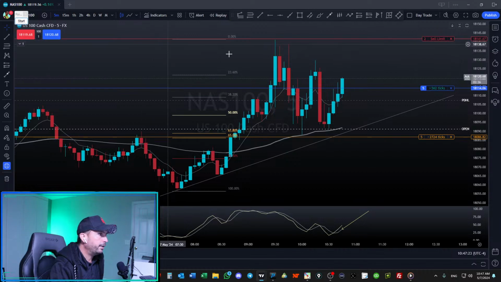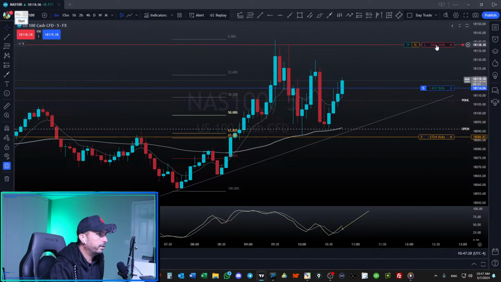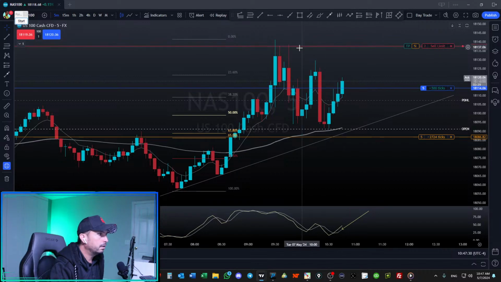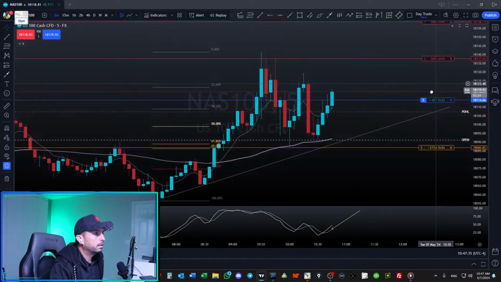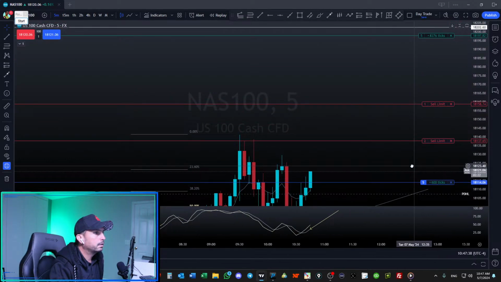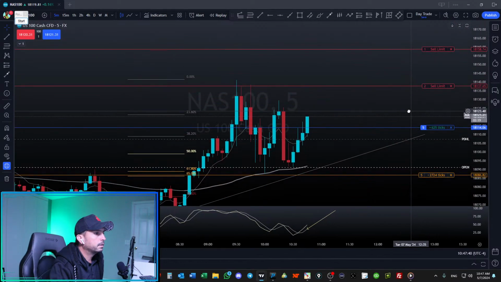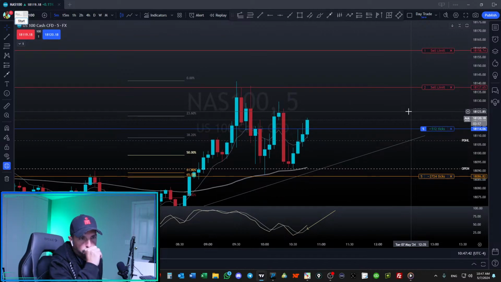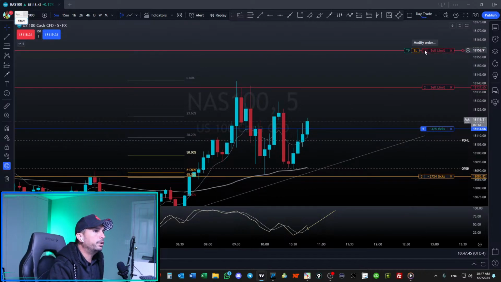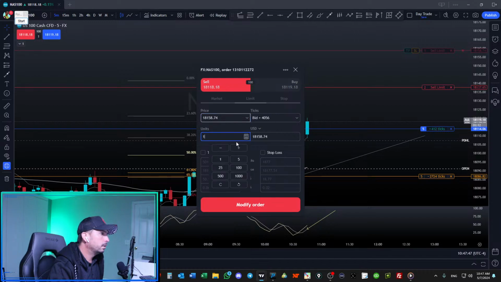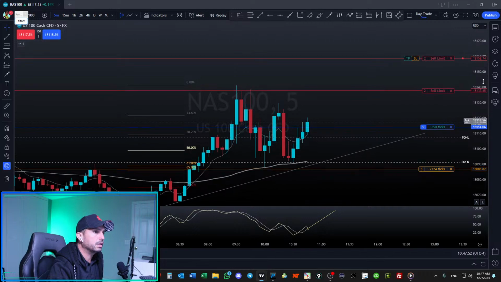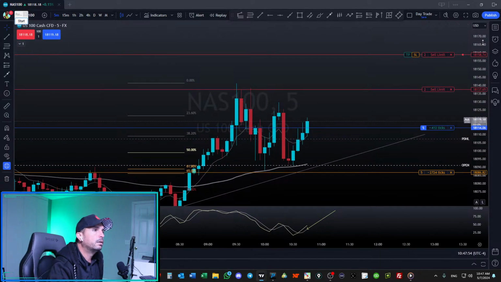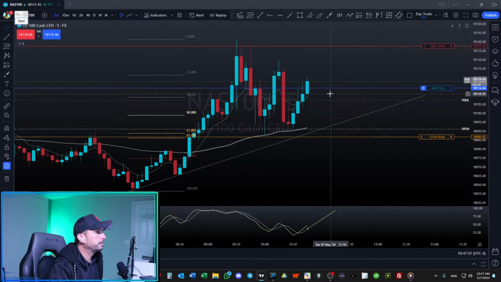Let's see if we can catch the first target at the top. I wouldn't mind having a little lower right there. I can probably do 2 on this one, close 2 and leave 1 for the runner. Okay, let's do that.